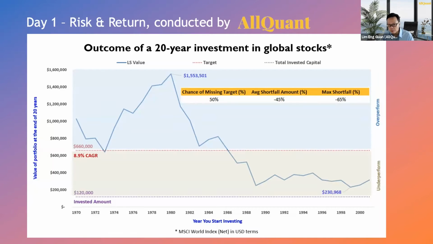And if you plot out the probability of missing the target, it is actually not small. There's a 50% chance, or half the time, depending on which year you start, that you're going to miss your target. And the shortfall when you miss is not trivial either. The average shortfall is about 45%, which means you only meet about half the target, and the maximum can go as high as 65%. That means you only meet a third of what you wanted to achieve. If that really happens, it can seriously derail whatever plans you have.